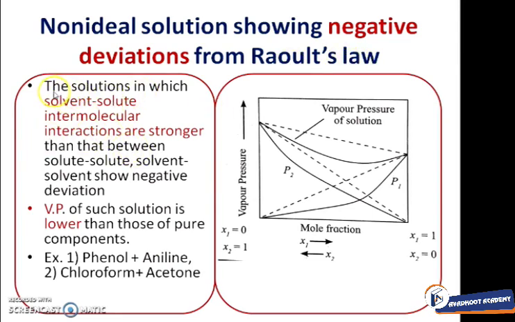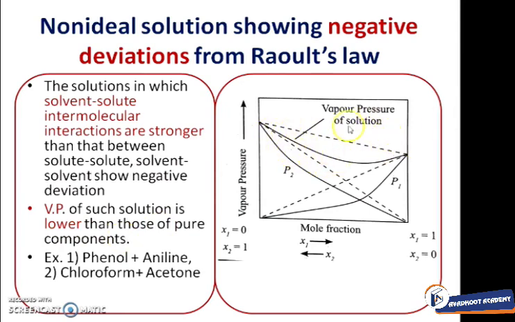Here, the solution in which the solvent-solute intermolecular interactions are stronger than those between solute-solute and solvent-solvent shows negative deviation. The vapor pressure of such a solution is lower than that of the pure components.